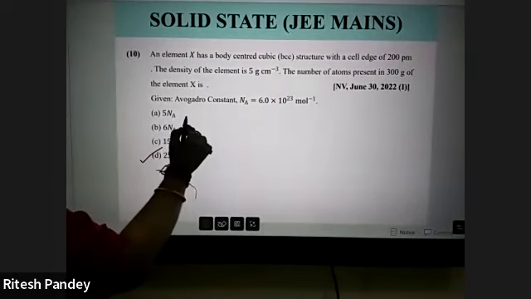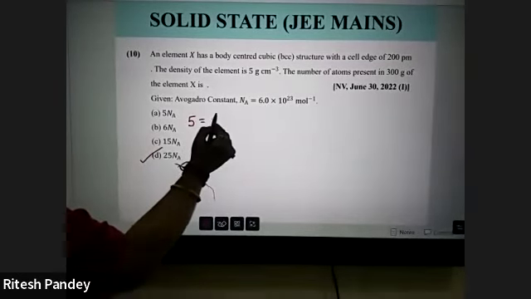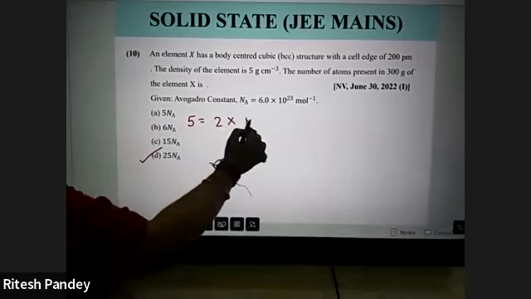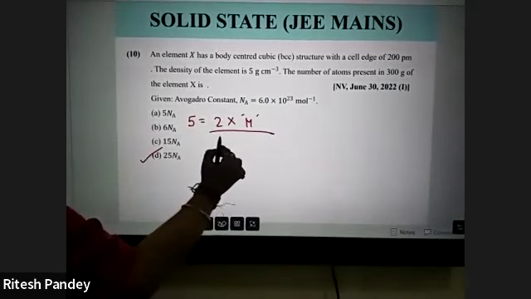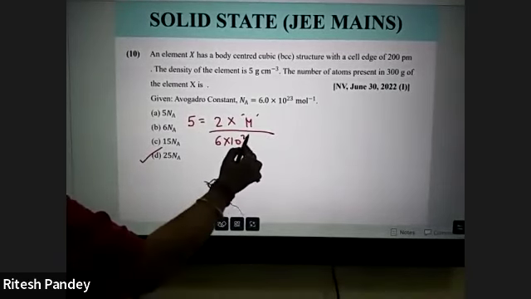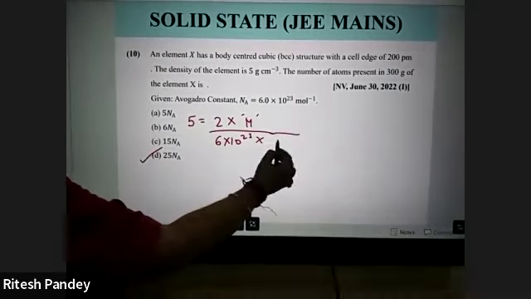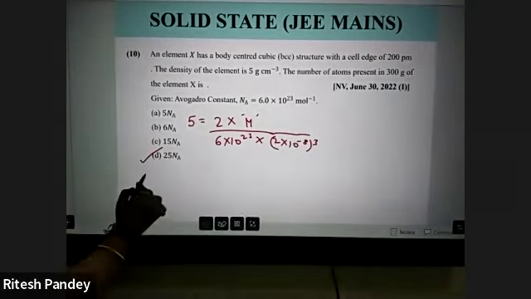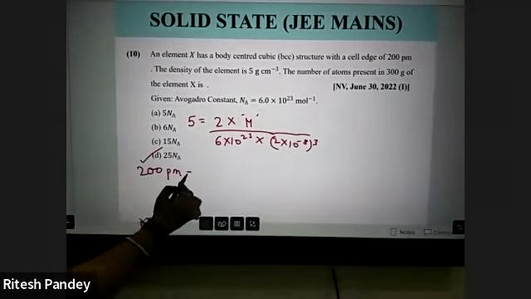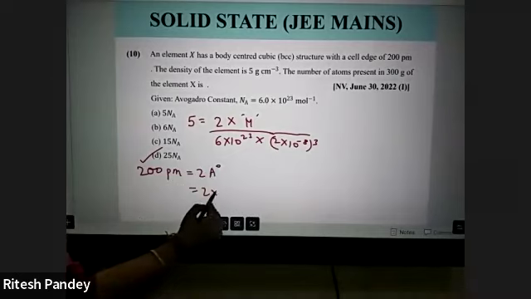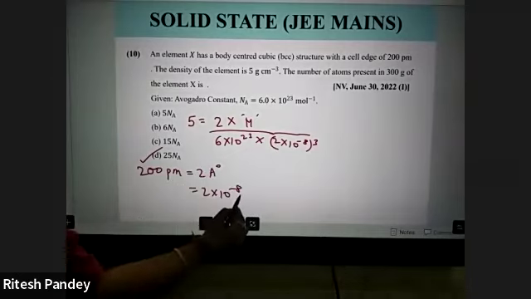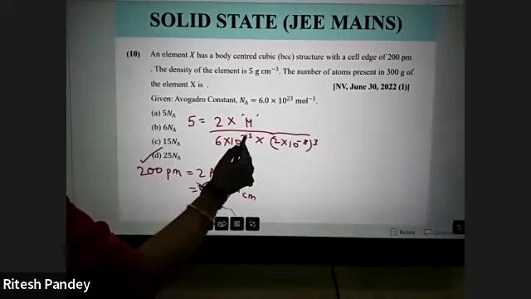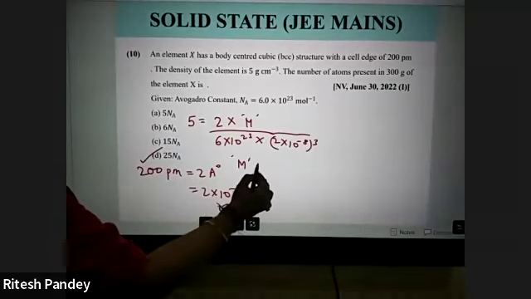And this time, density being 5, BCC that being 2, I need to find the M. Avogadro number is 6 into 10 to the power 23. And 200 picometer is 2 angstrom. I repeat, I'll always want to convert picometer to angstrom because it gives me the liberty of taking it as 10 to the power minus 8 centimeter. And cube of this would cancel 10 to the power 23 to a large extent. What is it that you get as M?